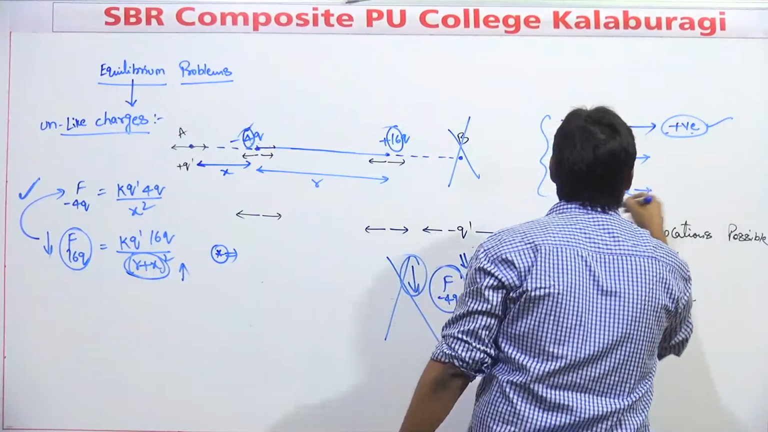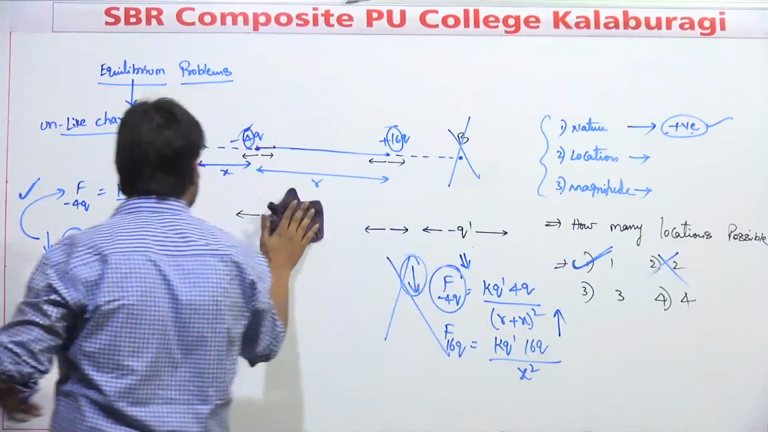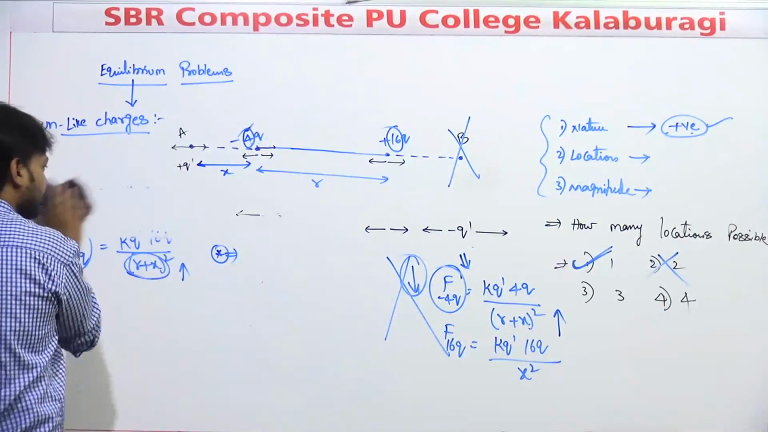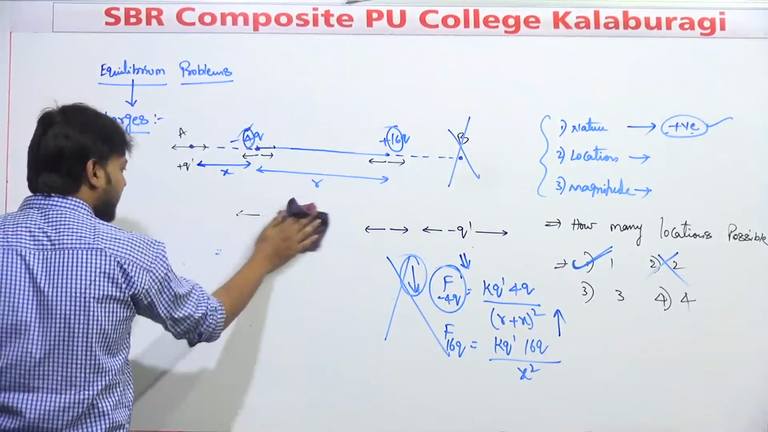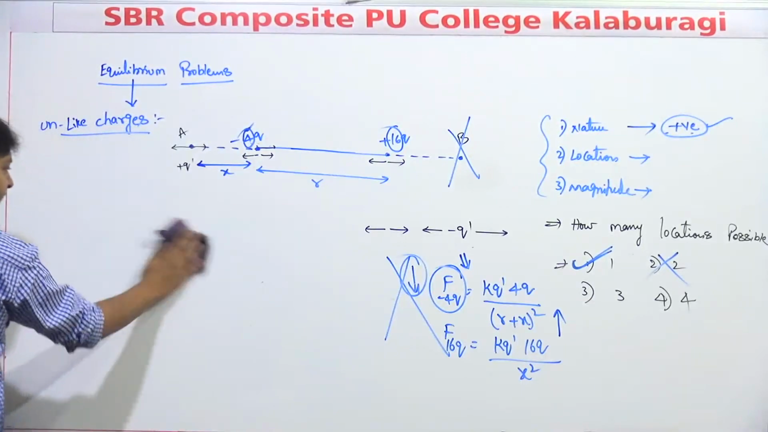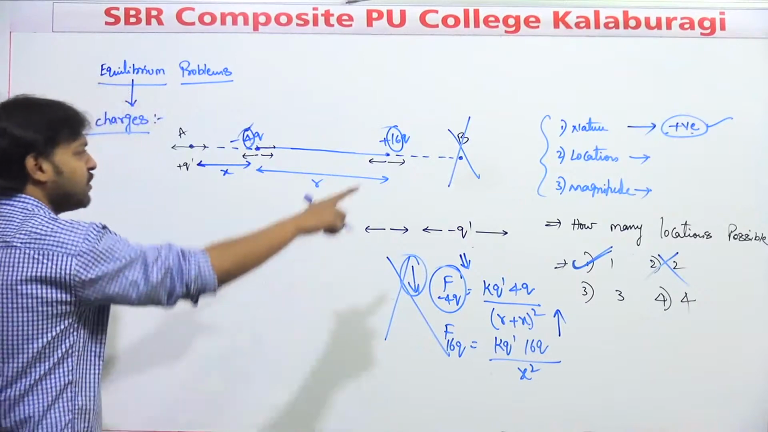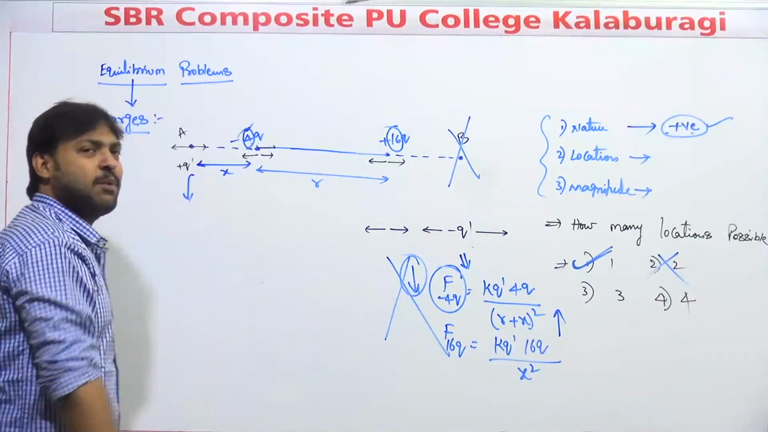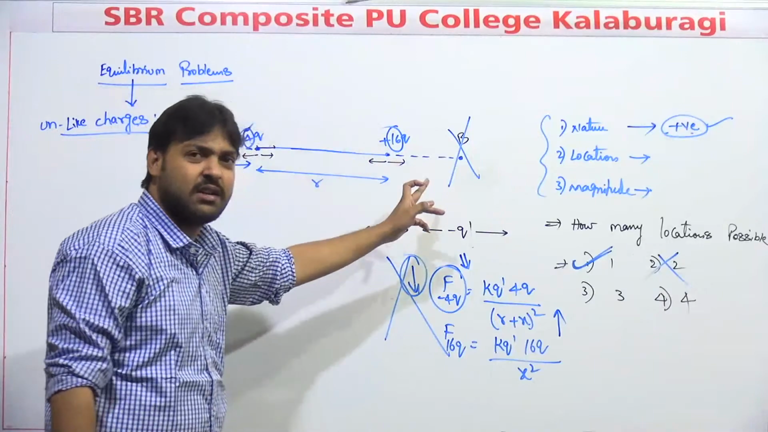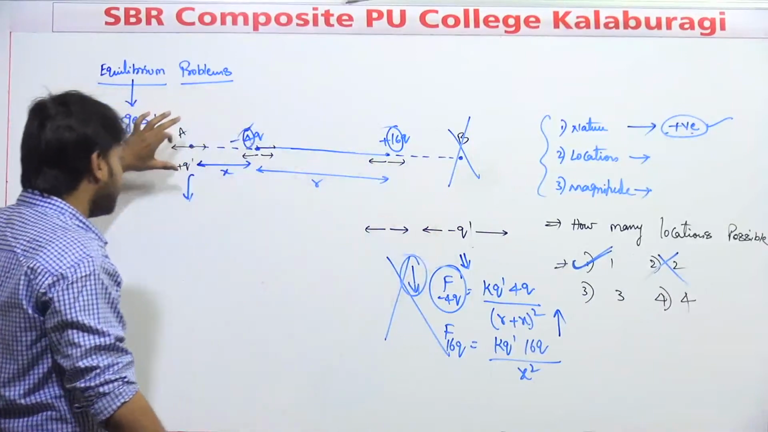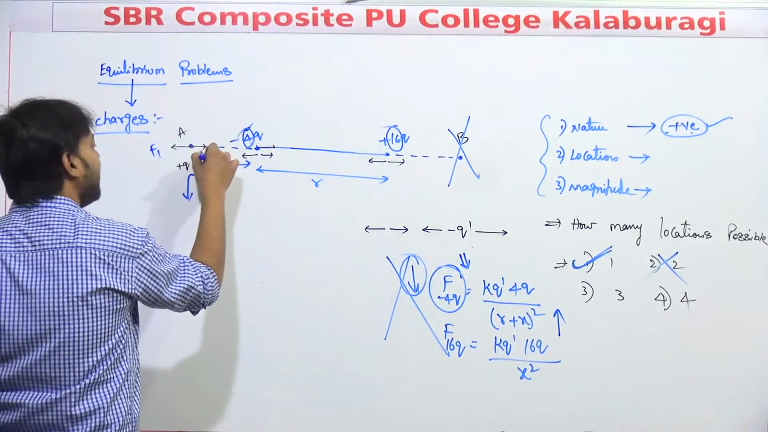And location and magnitude, I hope you can do that. So I'll go a little fast to calculate location as well as magnitude. To calculate the location, the reference point will be the third charge or any one of the two charges. Give the names F1 and F2.